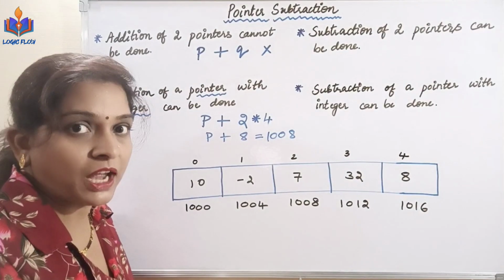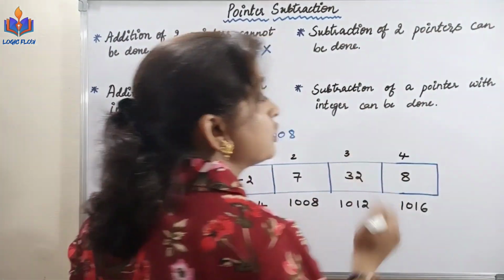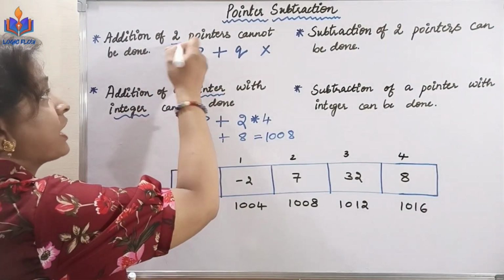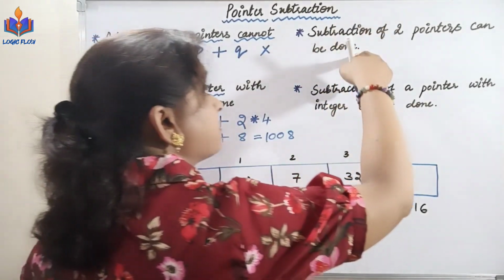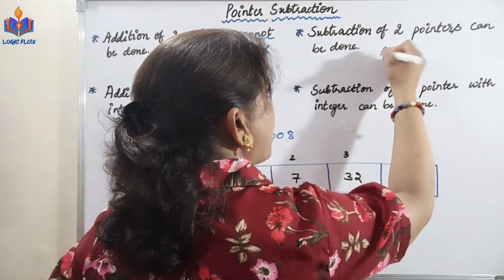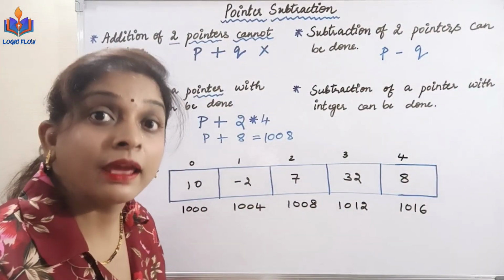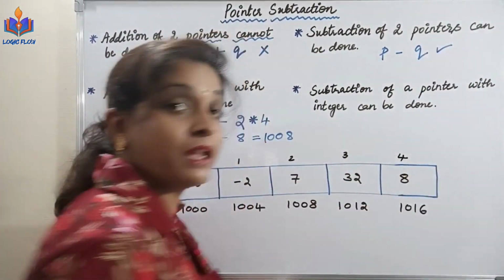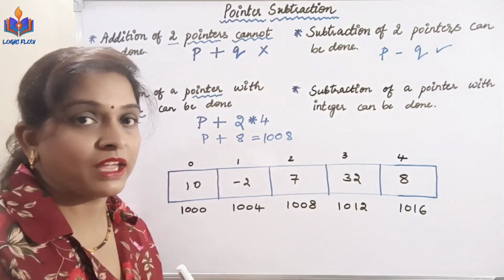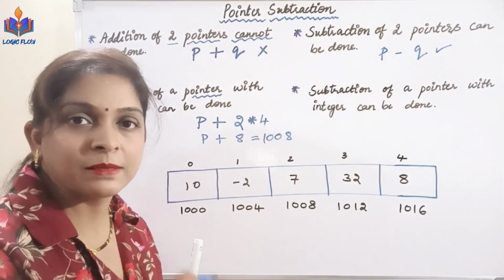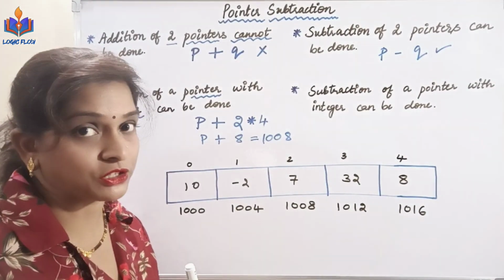Then what about subtraction? It says subtraction of two pointers can be done. In addition, we said addition of two pointers cannot be done, but here subtraction of two pointers can. Say, for example, you have a pointer P and a pointer Q. P minus Q can be done. How can it be done? We'll see that in a detailed way, with a very simple example program, and see how we can subtract two pointers.